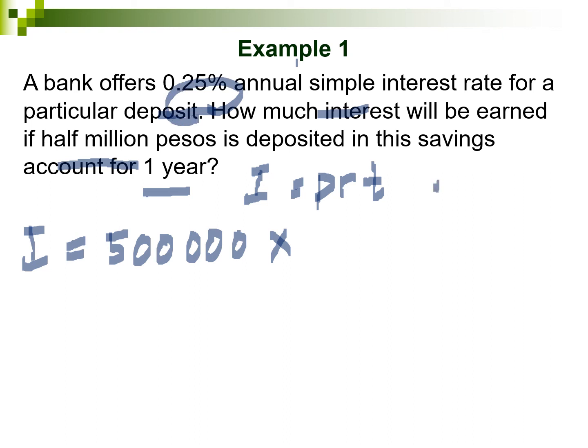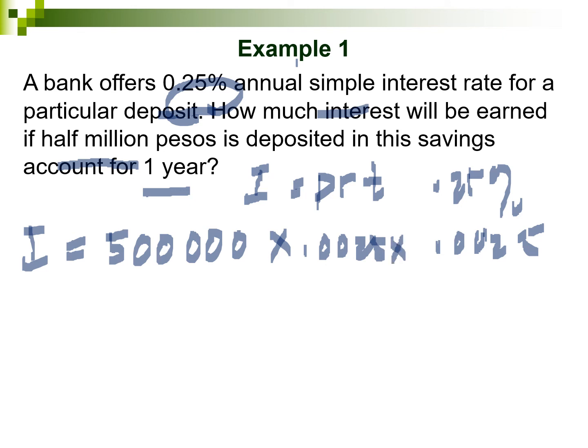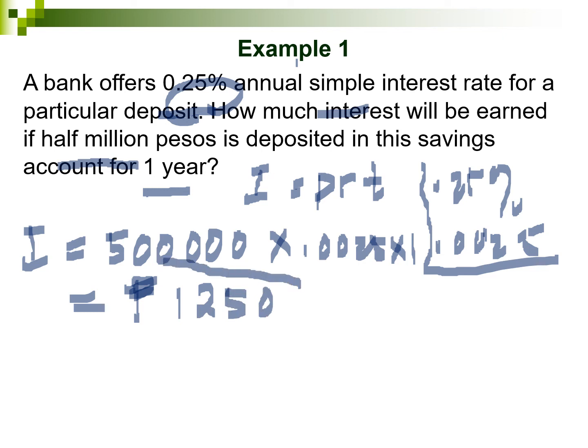So 0.25% when you change to decimal will be 0.0025. Simply move the point 2 places to the left or simply divide 0.25 by 100. So times 0.0025 and then times 1 because it's 1 year. Then multiply 500,000 times 0.0025 times 1 is 1,250. 1,250 pesos is the interest of 500,000 for 1 year.